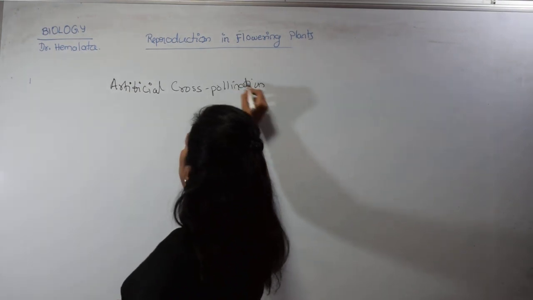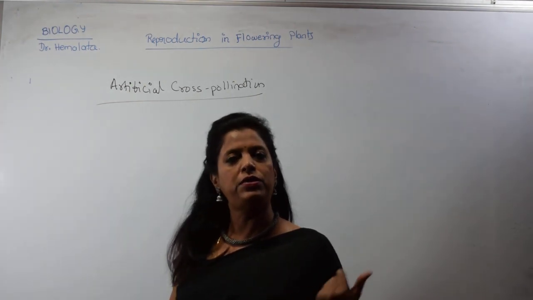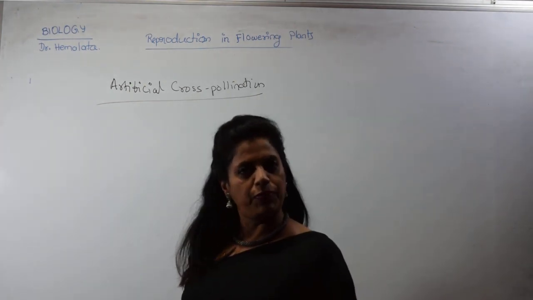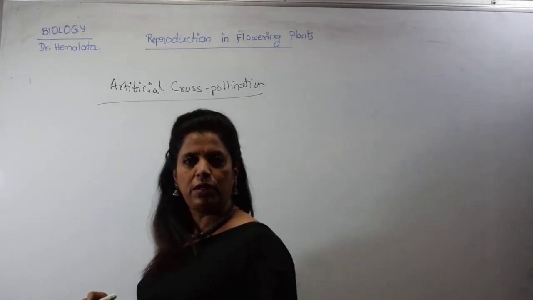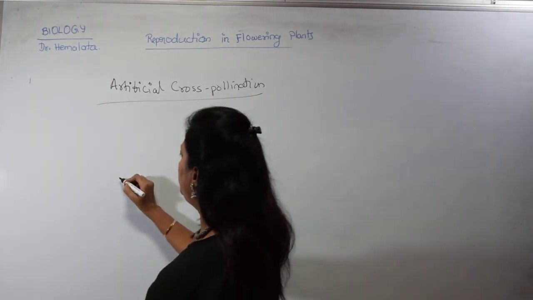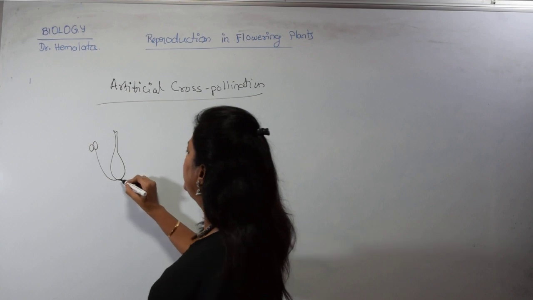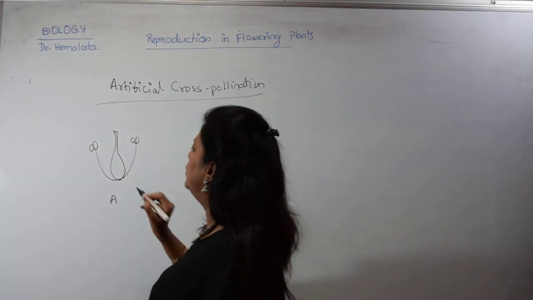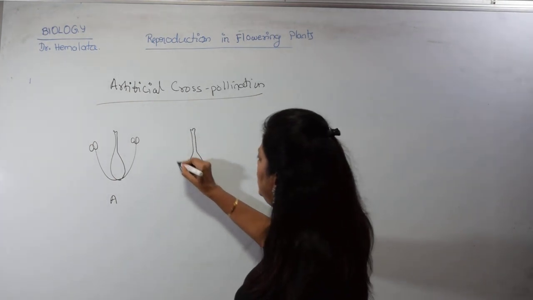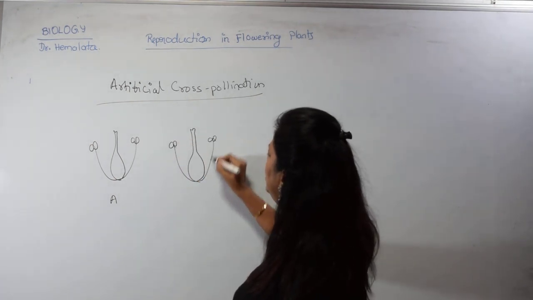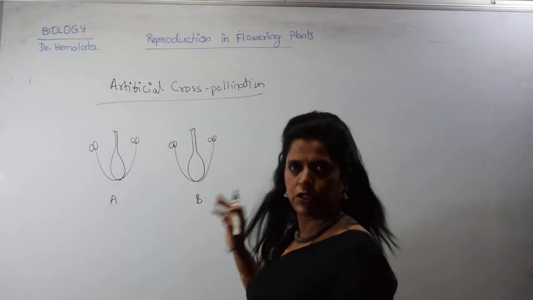I already told you the reason for cross-pollination, because cross-pollination brings about variations and new characters and helps in evolution. So how do you do artificial cross-pollination? First thing, imagine there is one female part. This is a bisexual flower. Here is the male part. This is plant A. There is another plant B. This is the stigma. This is the anther. This is plant B. You have to transfer the pollen grains from this to this, A to B.